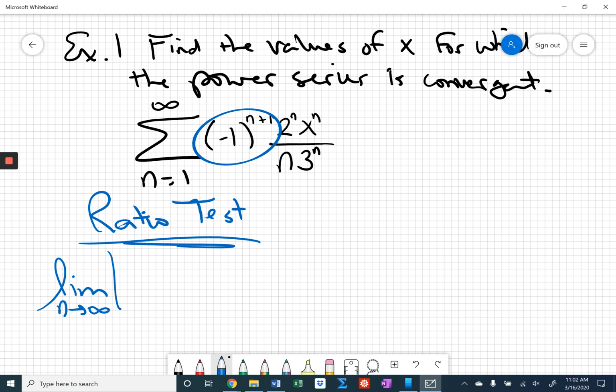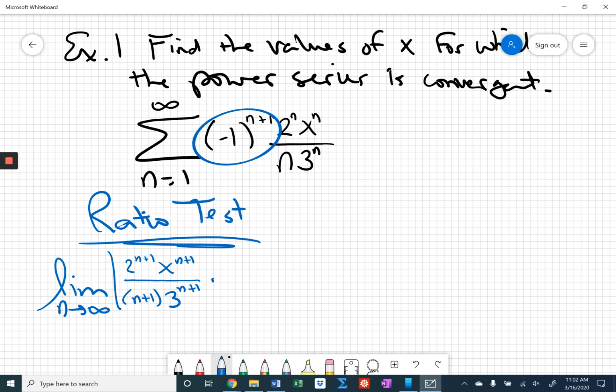But since the absolute value is going to be in our limit expression, the signs are all going to become positive. So I'm not going to write the (-1)^(n+1). It's just not needed here. So I'm going to take the 2^n and make it 2^(n+1) times x^(n+1). Divide that by the quantity n plus 1. Be sure to use parentheses here. Times 3^(n+1).